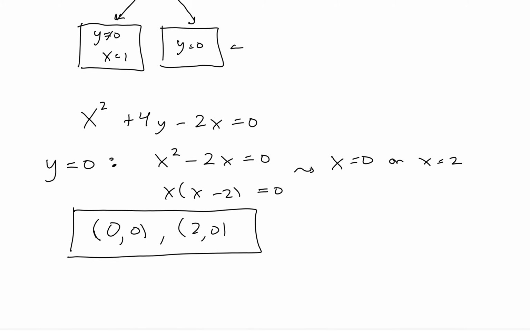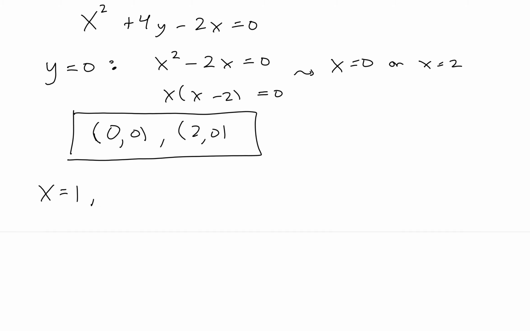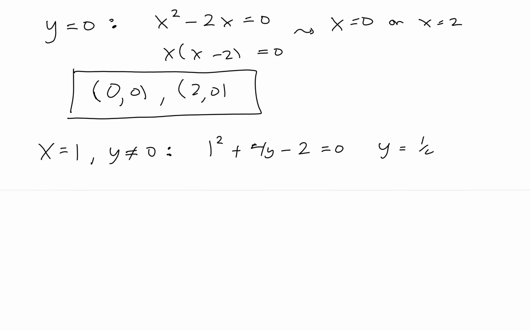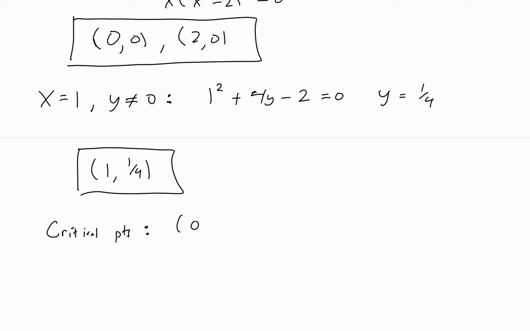And now the other case is when y is not 0 and x is equal to 1. So let's see what we get from that. I get 1 squared plus 4y minus 2 is equal to 0. So this gives me y is equal to 1/4. So that gives me the additional point (1, 1/4). So that means my critical points are given by (0, 0), (2, 0), and (1, 1/4).